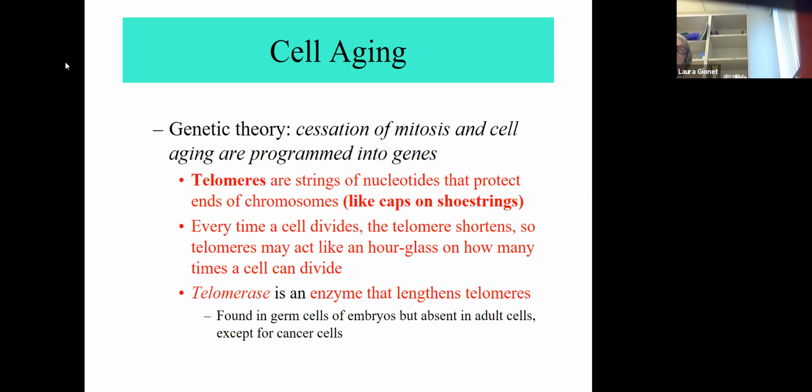And what happens is, as cells replicate themselves over and over, those telomeres, or those plastic tips on the shoestrings, become shorter and shorter and shorter. Right? So every time a cell divides, the telomere shortens. So the telomeres may act like an hourglass on how many times the cell can divide. Telomerase is an enzyme that lengthens the telomere and helps maintain it for a longer period of time. These are found in germ cells of embryos, but absent in adult cells, except for cancer cells.